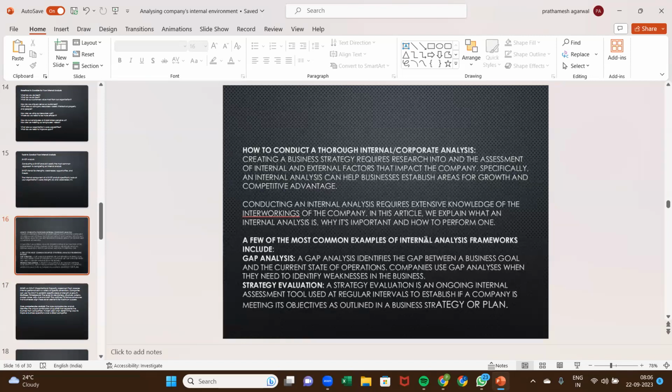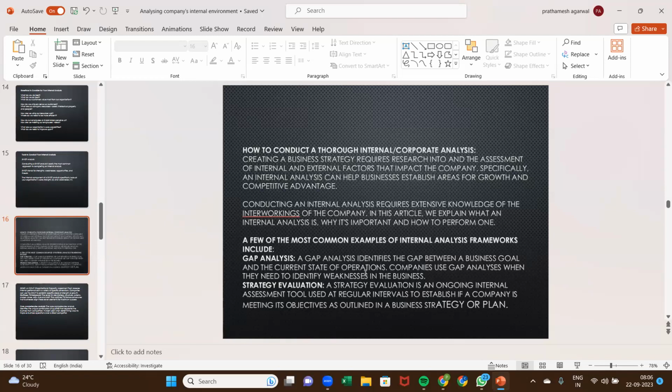A few of the most common examples of internal analysis frameworks: gap analysis. A gap analysis identifies a gap between a business goal and the current state of operations. Like, where are we now presently? Where is the company, and how are we functioning in the present scenario, and what are the business goals we need to achieve? That means how far is the business goal from the current state of operations. That is called a gap analysis.